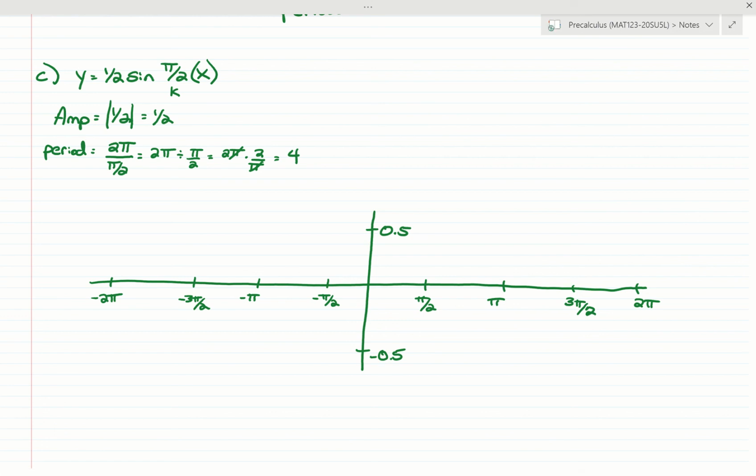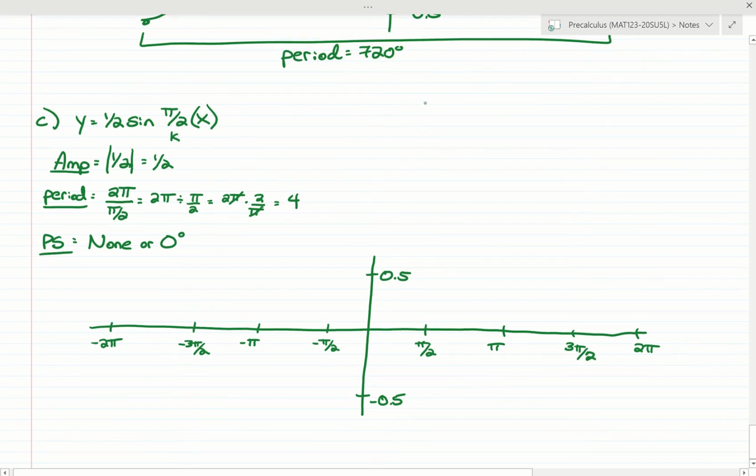Okay, so it's a little bit hard to figure out on our graph. I mean, 4 radians, 3.14 radians is pi, right? 4 radians, it's going to be stretched out a little bit longer than pi. And our phase shift, it doesn't move left to right because there's no plus or minus inside of the parentheses. So we could just say none or 0 degrees.